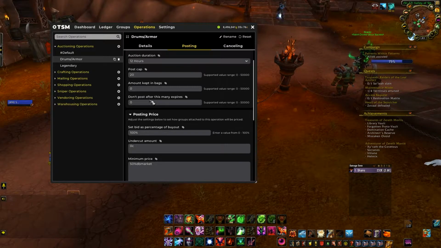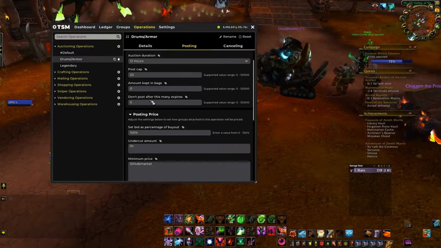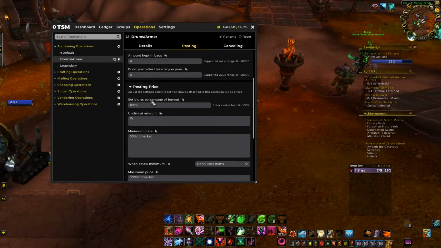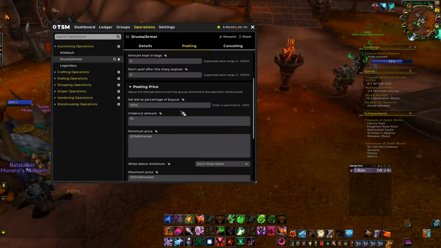Don't post after this many expires. Again, that's something for legendaries, really. But this is for items that take longer to sell. Maybe you post something for 100,000 gold or a very rare mount, and you're hoping the right buyer's out there, and you post it. But if you keep posting and reposting it, and it expires 10 times, maybe that's going to be your clue that, okay, you're going to post it for less now because you can't find 100,000. Maybe you post for 80,000. So you may want to put a number there depending on what you're selling.